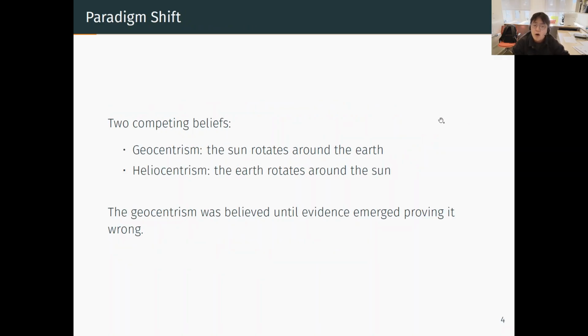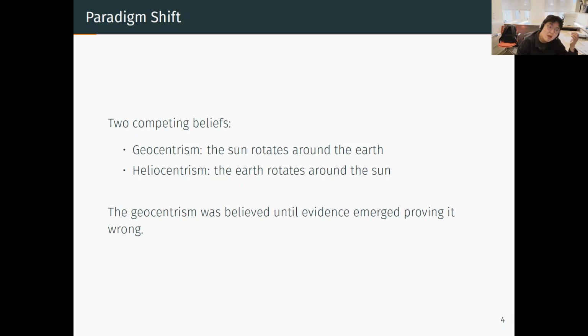Okay, so another example I wanted to show you is paradigm shift in science. Geocentrism means the theory that assumes the sun rotates around the Earth. On the other hand, heliocentrism is what you know these days, like the Earth rotates around the sun. Of course these days heliocentrism is common sense, but in the ancient era, people believed geocentrism because it looks like the sun is moving around us, right?